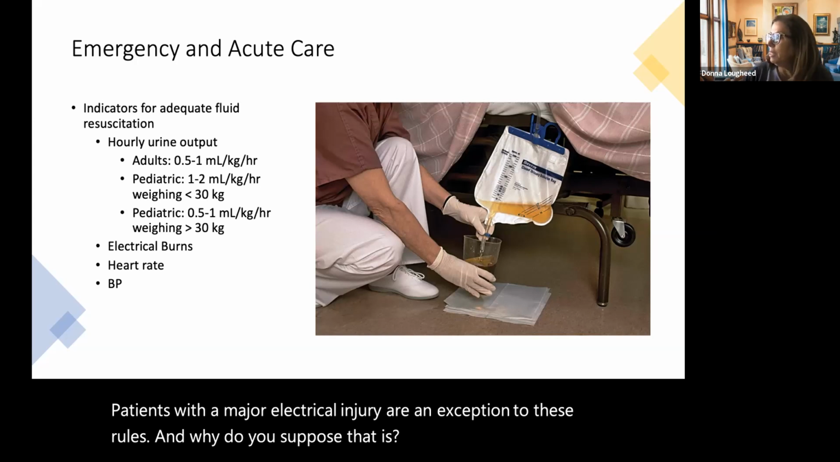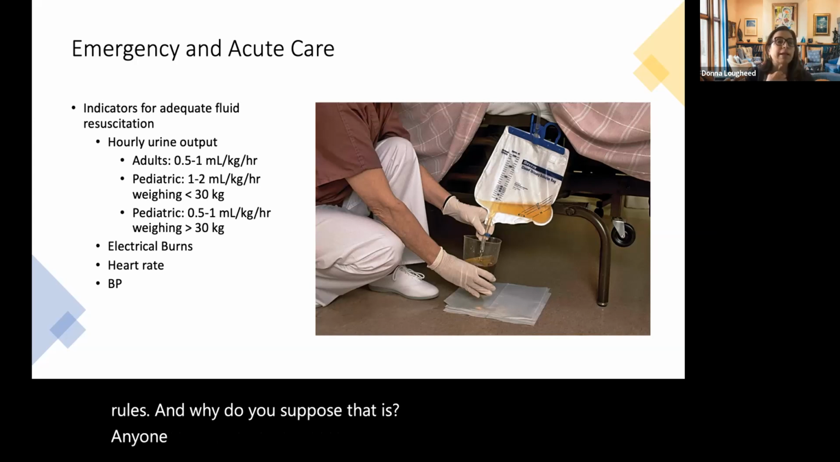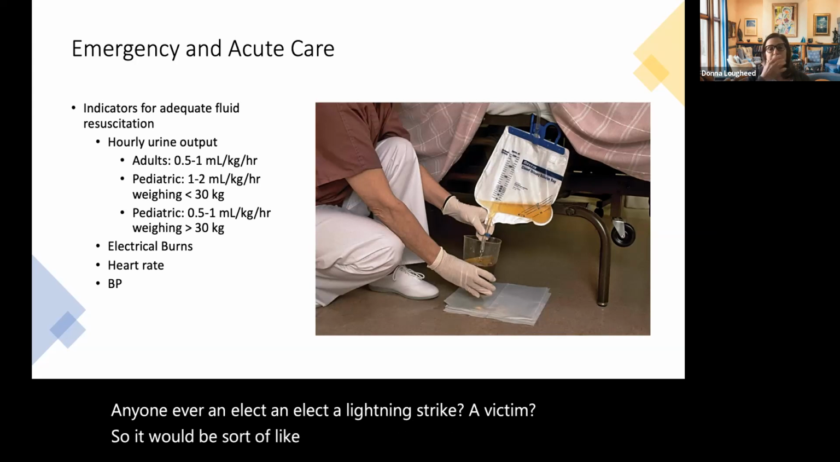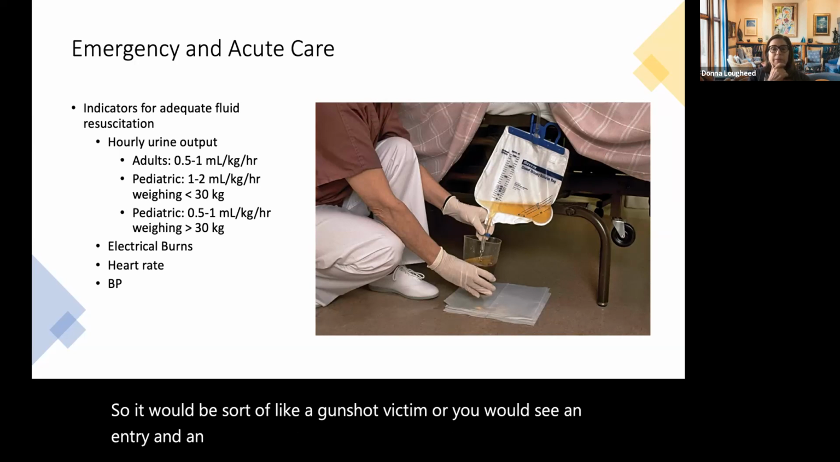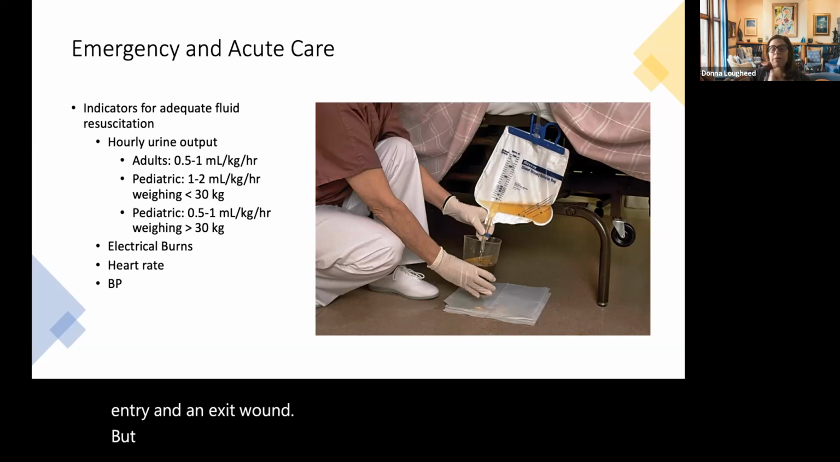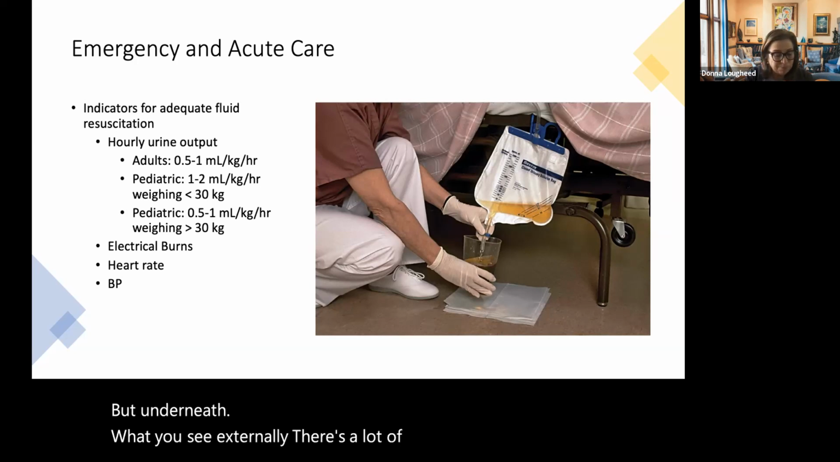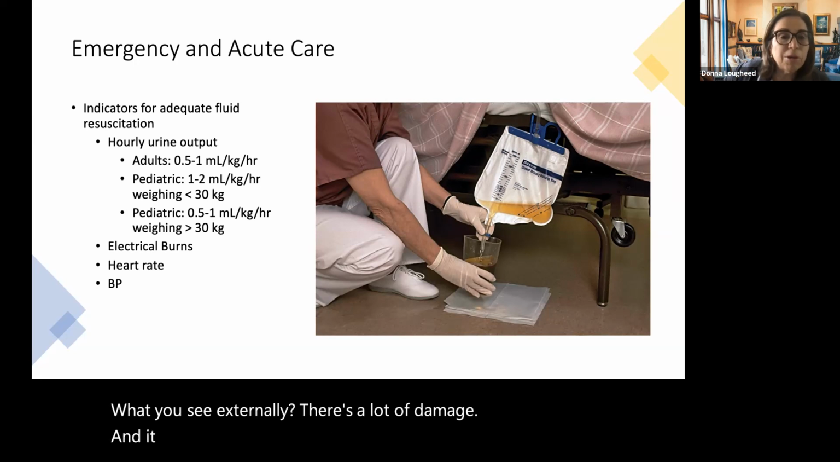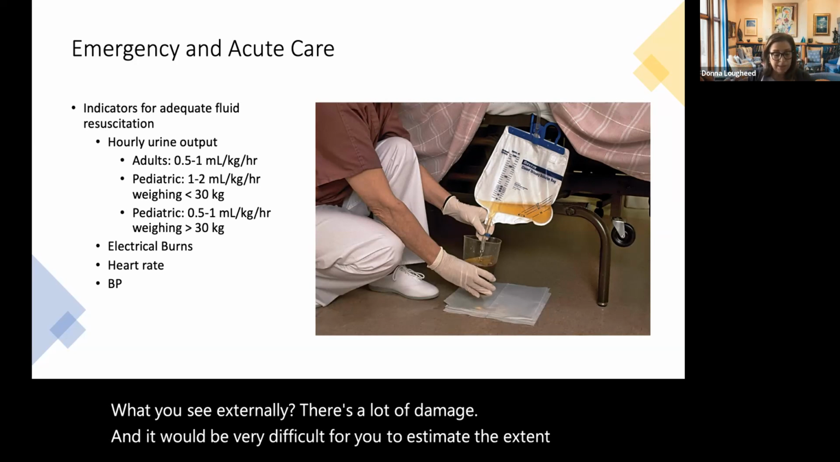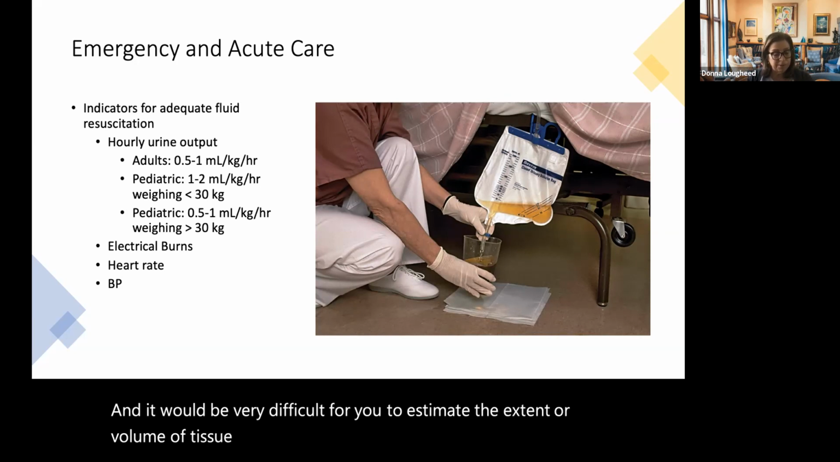Anyone ever see a lightning strike victim? It would be sort of like a gunshot victim, where you would see an entry and an exit wound, but underneath what you see externally, there's a lot of damage. And it would be very difficult for you to estimate the extent or volume of tissue damage. So we often underestimate their fluid requirements.